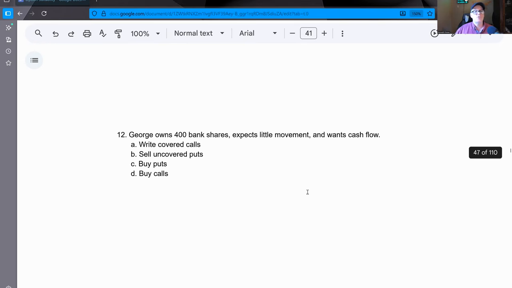George owns 400 shares. Expects little movement, wants cash flow, baby. Write covered calls, baby. Write covered calls.